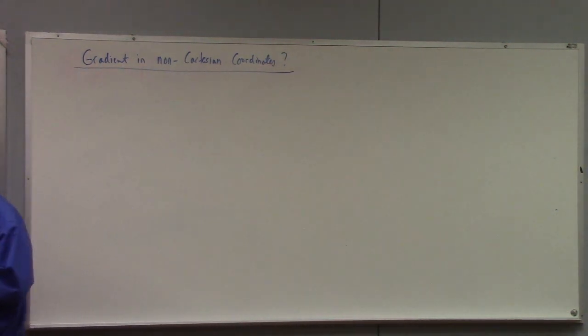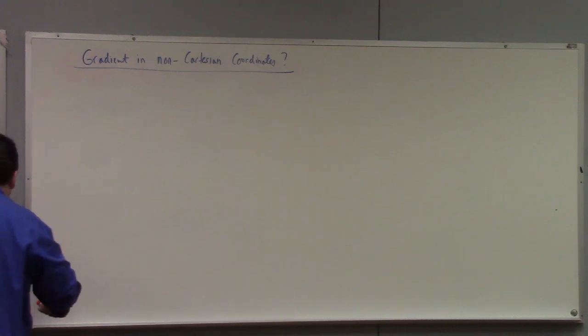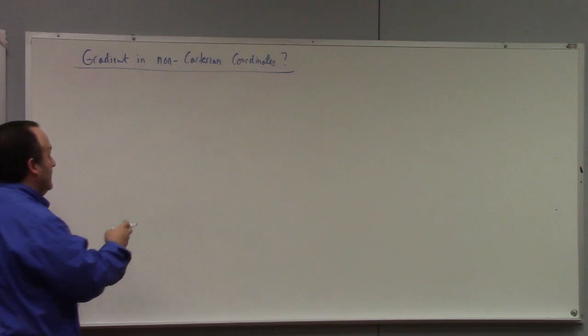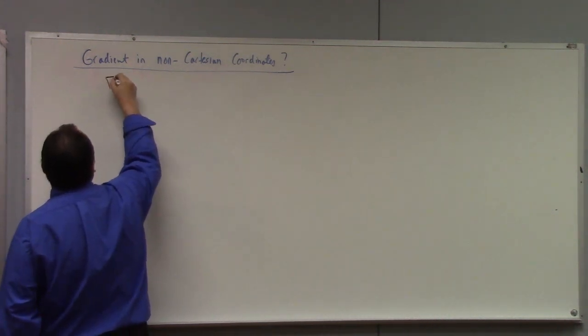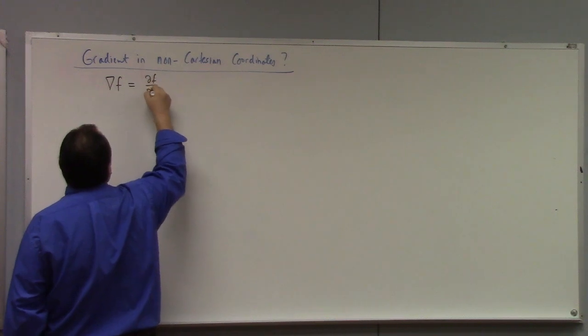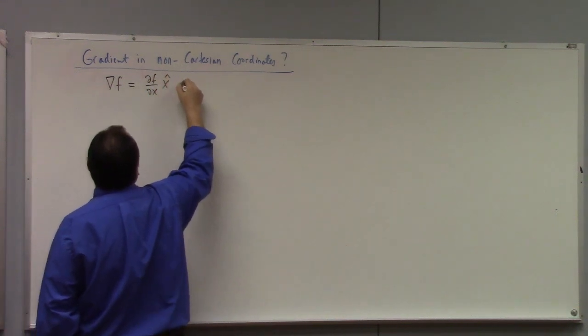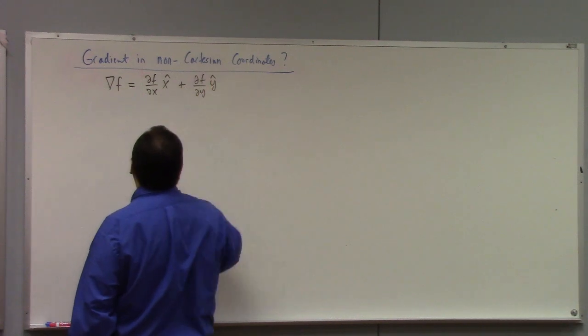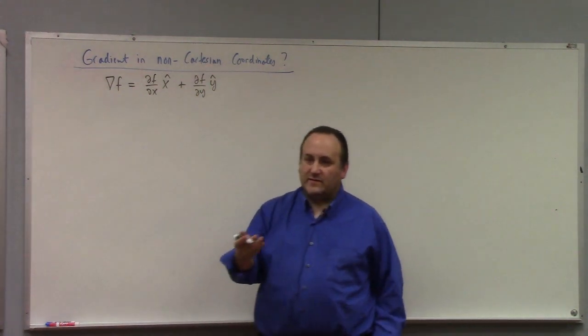So let's start out with polar coordinates, and I'll try to work this one out for you, okay? So we already know that the gradient in 2 dimensions is what? It's partial f, partial x, x hat, plus partial f, partial y, y hat. We agree? I mean, that's the definition of the gradient, right?